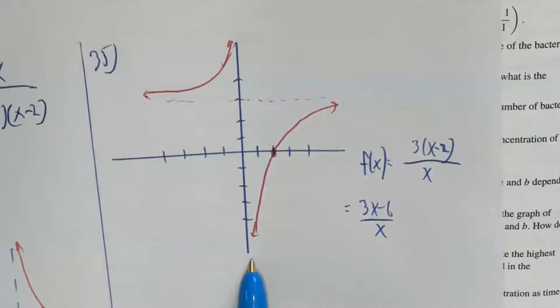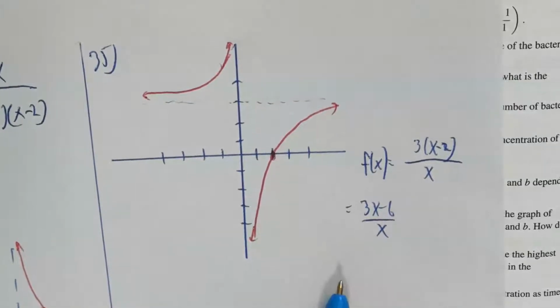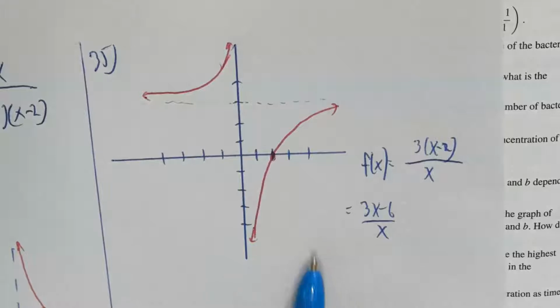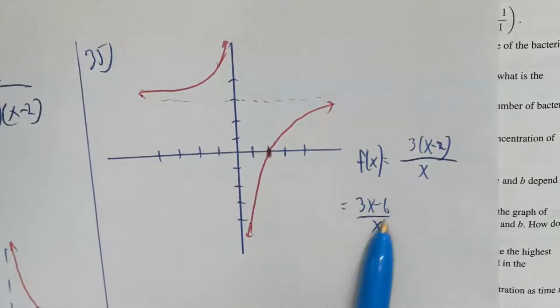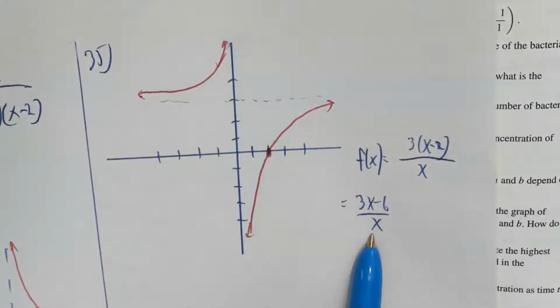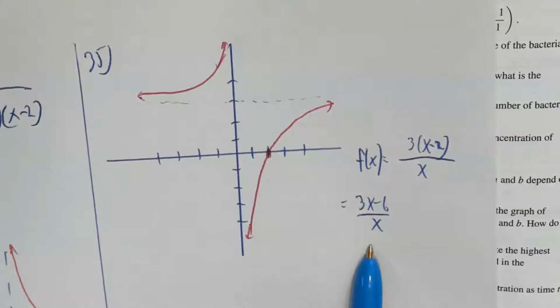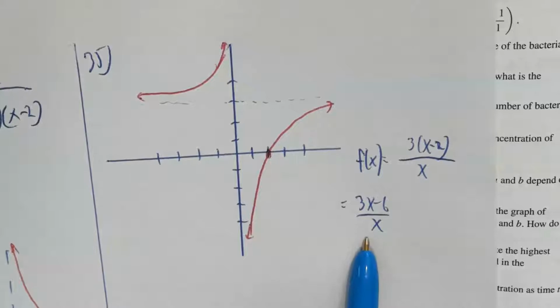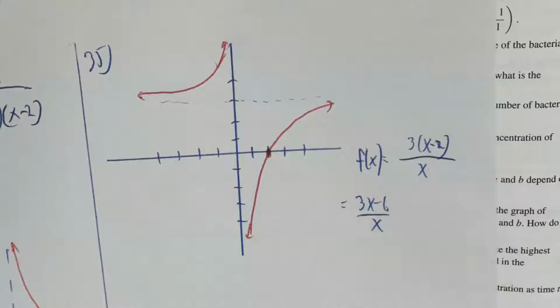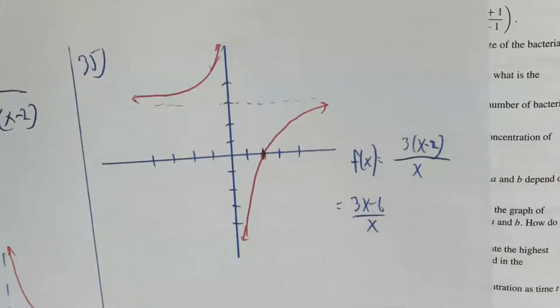X equals 0. No, in your equation, the denominator is x. Right, so that's like x minus 0. So that's why the vertical asymptote is at x equals 0. You could think of it as x minus 0 if you wish. Okay, so that does seem to satisfy everything. So that looks like my equation.